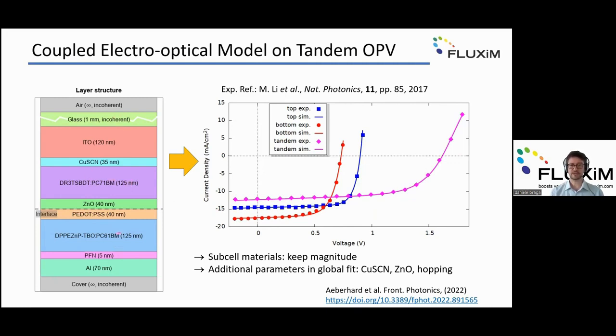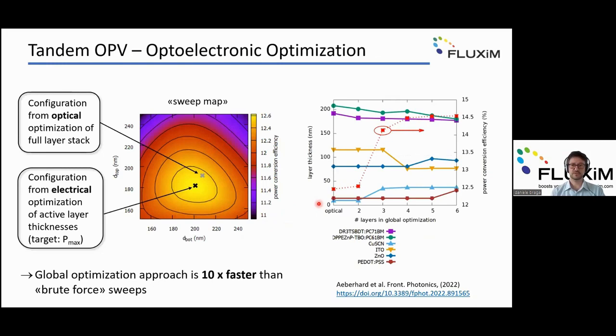This is the schematic that we have in the simulation software. The software is able to reproduce perfectly the JV characteristic of my tandem solar cell and the two subcells. Now the model is calibrated. I could start to play around as I did before, maybe a little bit better, with more details. I can sweep the thickness of the active layer in the bottom cell and the active layer in the top cell.